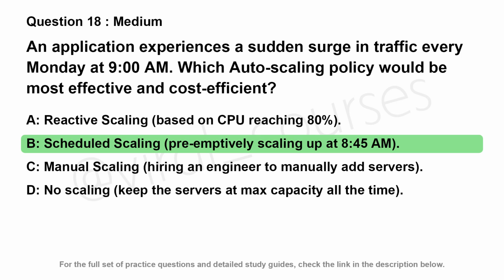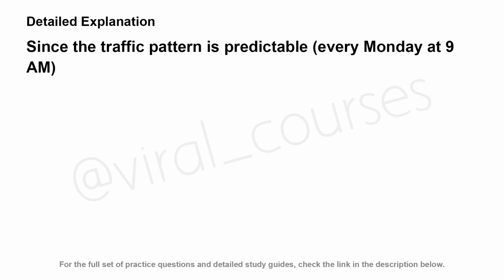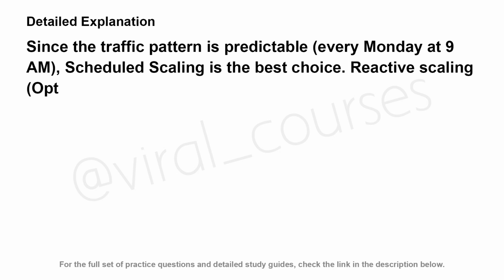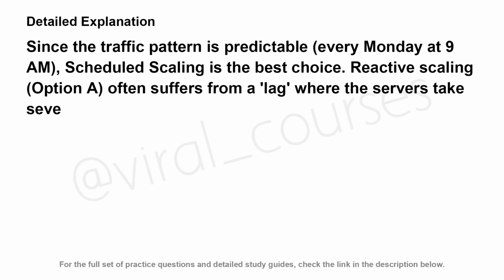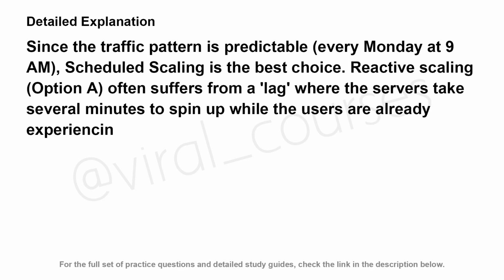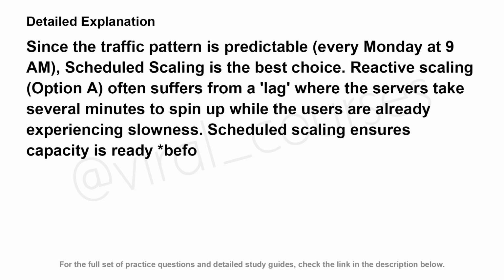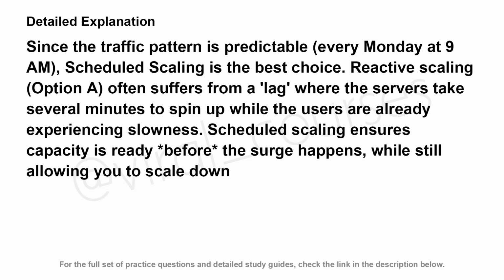The correct answer is B. Since the traffic pattern is predictable, every Monday at 9 a.m., scheduled scaling is the best choice. Reactive scaling, option A, often suffers from a lag, where the servers take several minutes to spin up while the users are already experiencing slowness. Scheduled scaling ensures capacity is ready before the surge happens, while still allowing you to scale down afterward to save costs.